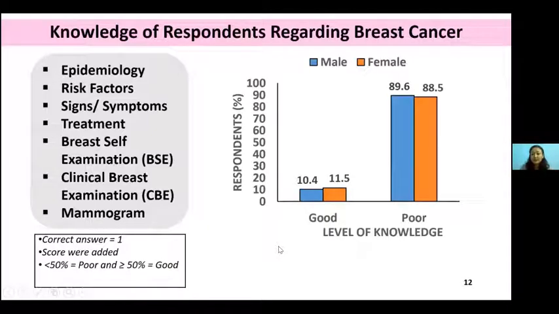This graph shows the level of knowledge of the respondents, good and poor. Here almost 90%, that is 89.6% of males and 88.5% of females, have poor knowledge regarding breast cancer.